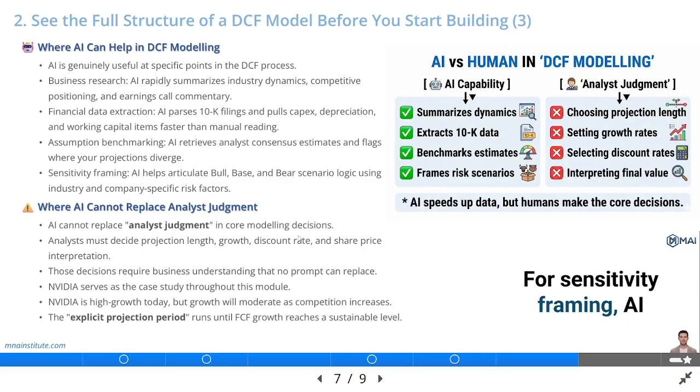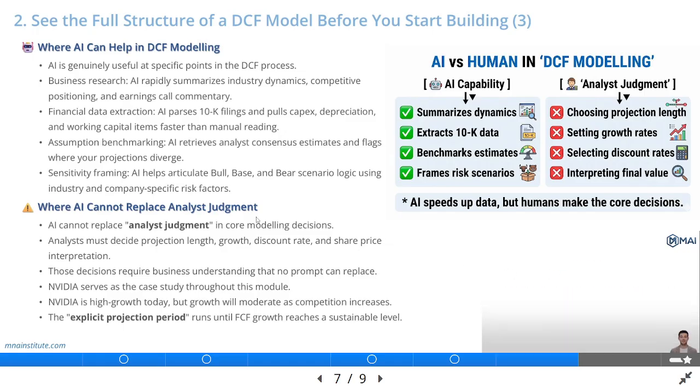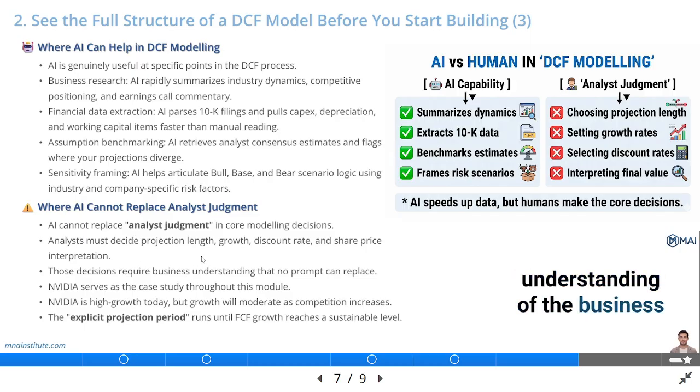For sensitivity framing, AI can help articulate the logic behind bull, base, and bear scenarios by drawing on industry news and company-specific risk factors. Where AI does not replace analyst judgment is in the core modeling decisions: how long to project, what growth rate to assume, what discount rate to apply, and how to interpret the results against the current share price. Those decisions require an understanding of the business that no prompt can substitute.